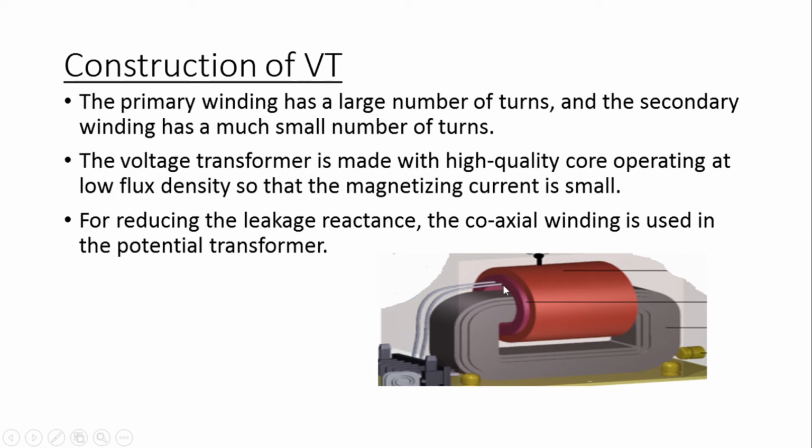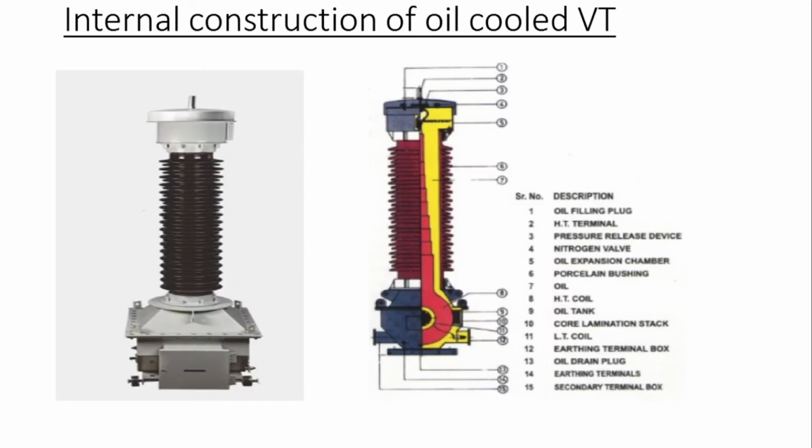For reducing the leakage reactance, a coaxial winding is used in the potential transformer. This is the common axis on which both windings are available, so that maximum flux cuts both the windings and hence low leakage reactance is achieved. We will see the next slide of the internal construction of an oil cooled VT.